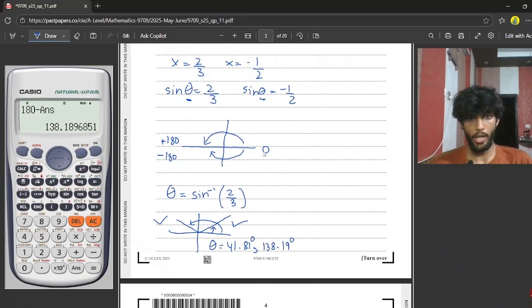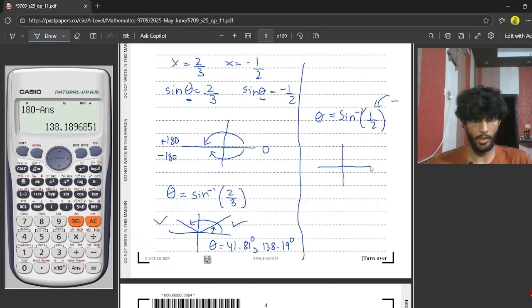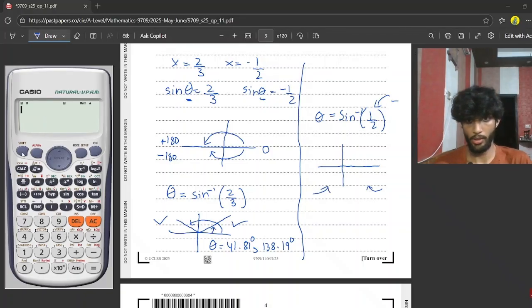degrees. Okay, and then you can do it for that other value, theta is equal to sine inverse of 1 by 2. This 1 by 2 was negative, so we know that sine is going to be in the negative quadrants. We've got two quadrants where sine is negative, it's this one and this one. So let's get our calculator, put in sine inverse of 1 by 2.